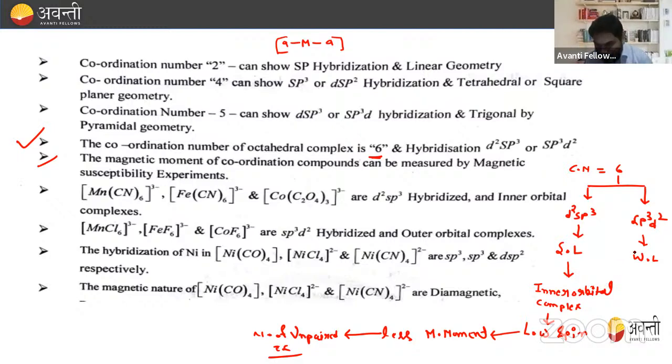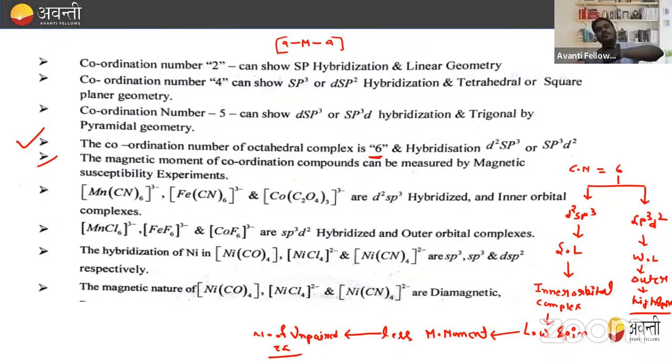If the ligand is weak, then definitely the hybridization is going to be sp3d2. In this case they form outer orbital complexes, and they form high spin. High spin means what? They have a more number of unpaired electrons. If the number of unpaired electrons is more, then they have more magnetic moment.